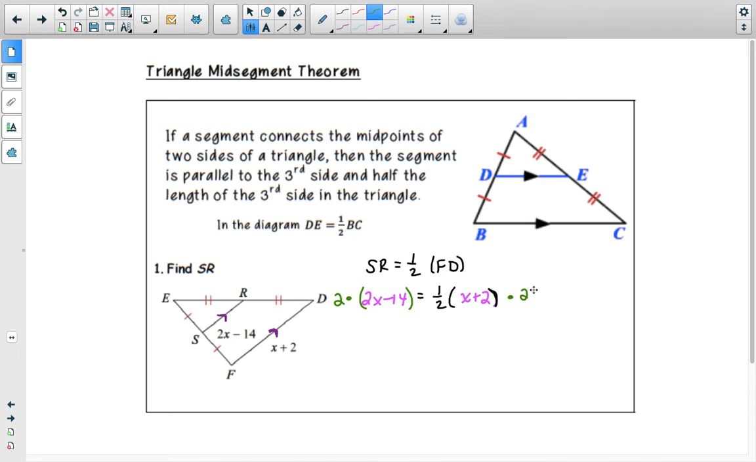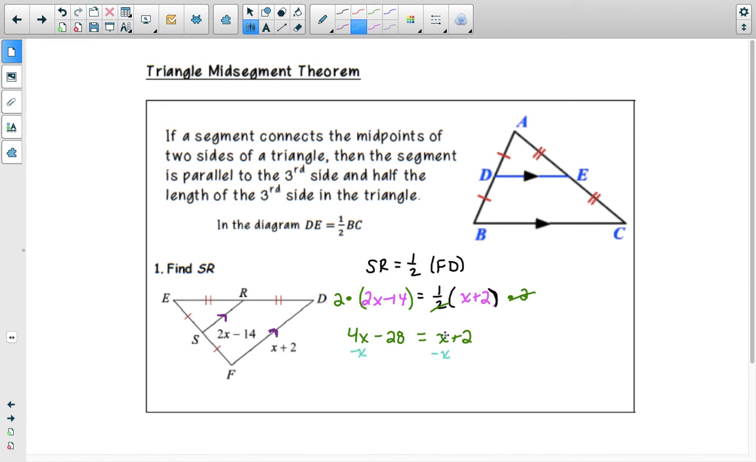Because now the 1/2 times the 2 will divide to 1. On the left-hand side, when we distribute that, that'll become 2 times 2x, which is 4x, and 2 times negative 14, which is negative 28, will now equal 1 times x plus 2, which is just x plus 2. Now we have no fractions and no parentheses. So now we can solve for x. To solve for x, we want to get all the x's on one side. I have 4 x's here and 1 x here. I want to subtract the 1x from both sides.